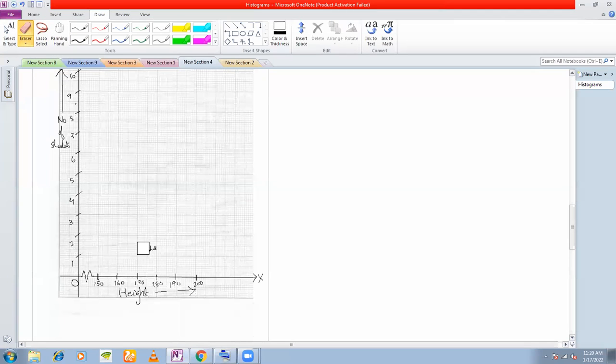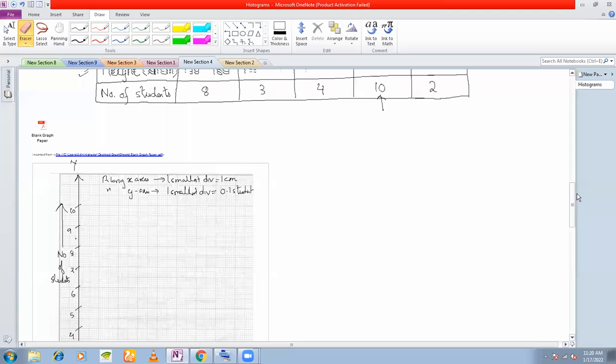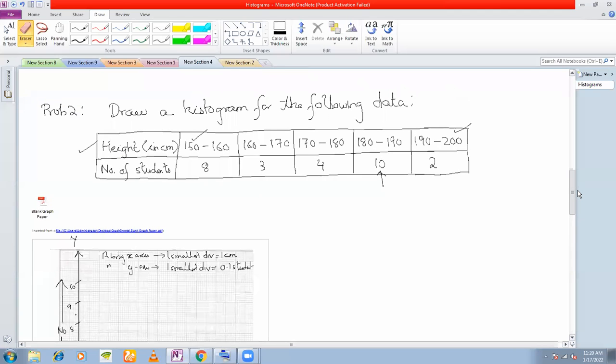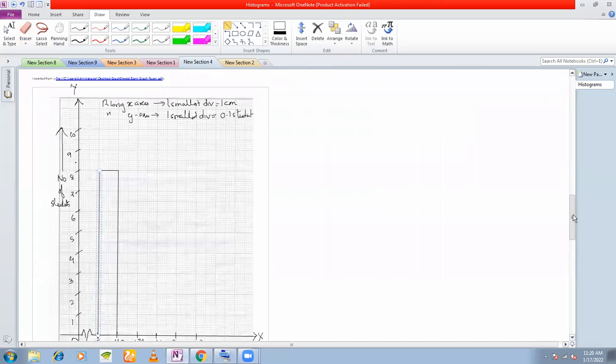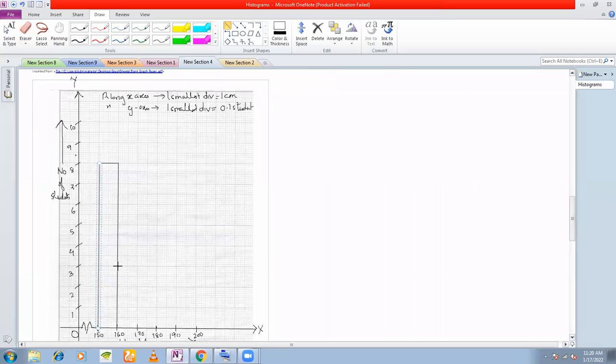Now we come to drawing the histogram. That is very easy. For 150 to 160, the frequency is 8. So between 150 and 160, I have an 8. I will draw a horizontal line between 150 and 160 corresponding to 8, right? And I'm going to drop two perpendiculars, one here and one here. So that completes our first rectangle. Next, 160 to 170, the frequency is 3. So this is 3. Okay.